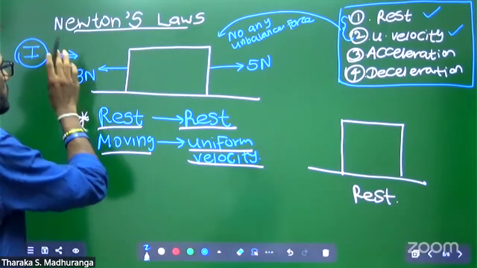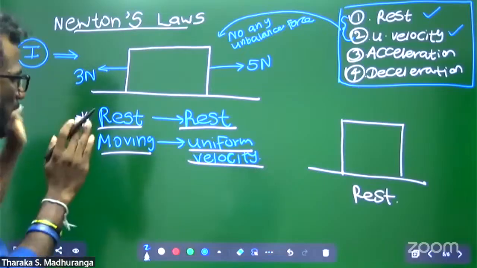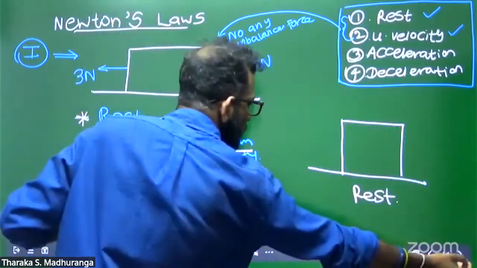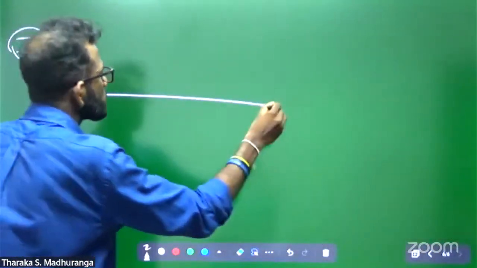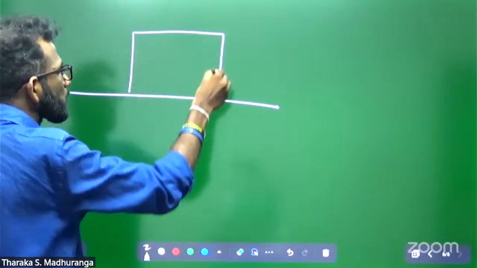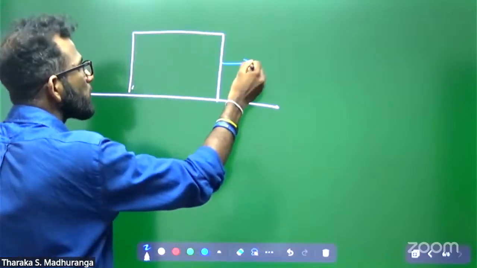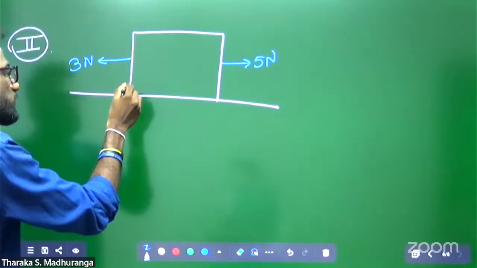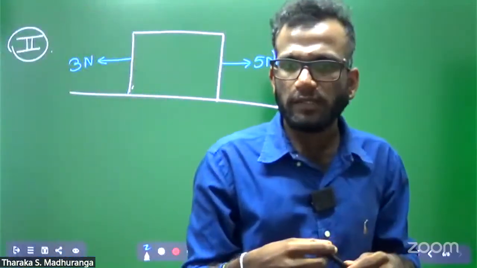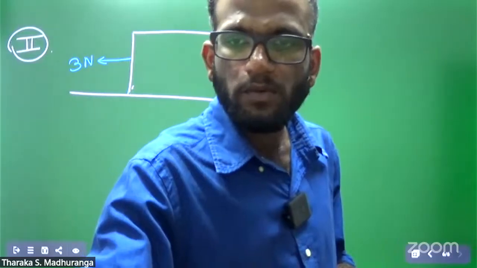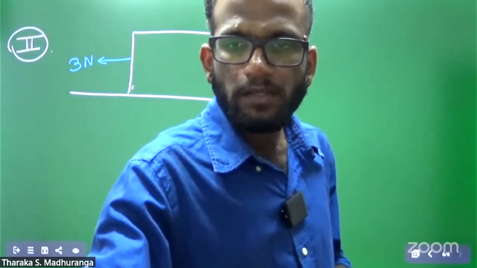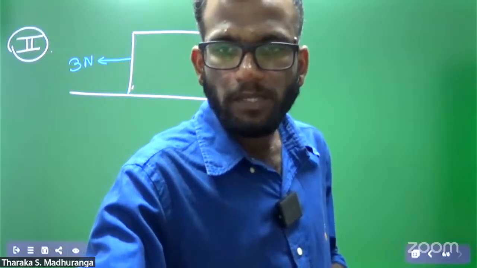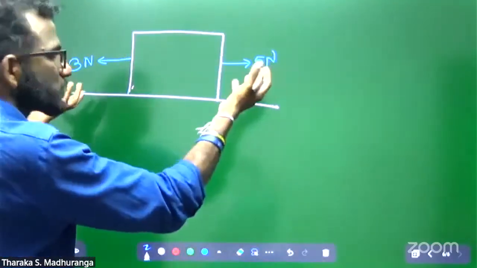into 3 Newton, is this object balanced or not? If you want, I'll draw it again. Now this is the object. This one is 5 Newton, this one is 3 Newton. Now is this a balanced object or an unbalanced object? Yes, it is an unbalanced object. Very good. It is imbalanced, no balance.